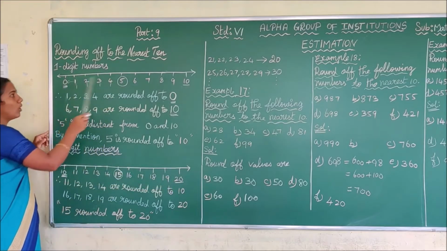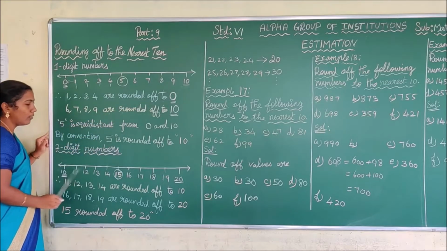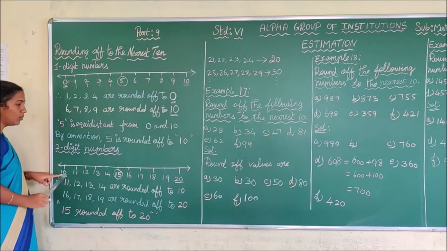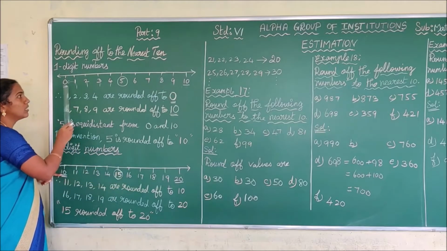In the case of numbers 1 to 10, you have to round off the number to 0 and 10. In the case of numbers 11 to 20, you have to round off the number to 10 and 20. So the extreme numbers are 10 and 20. Here the extreme numbers are 0 and 10.